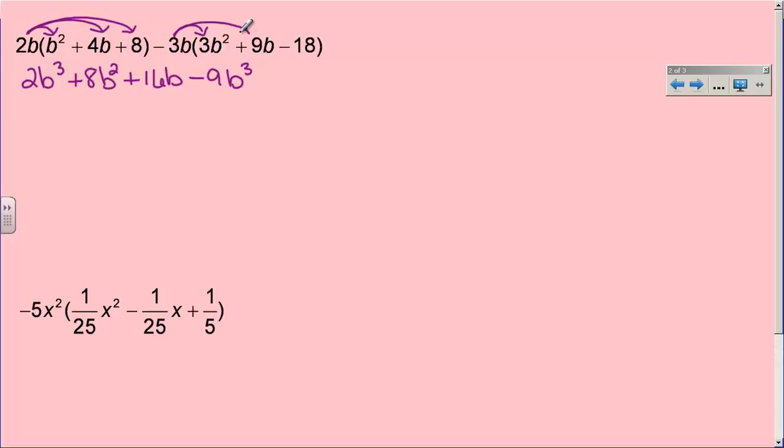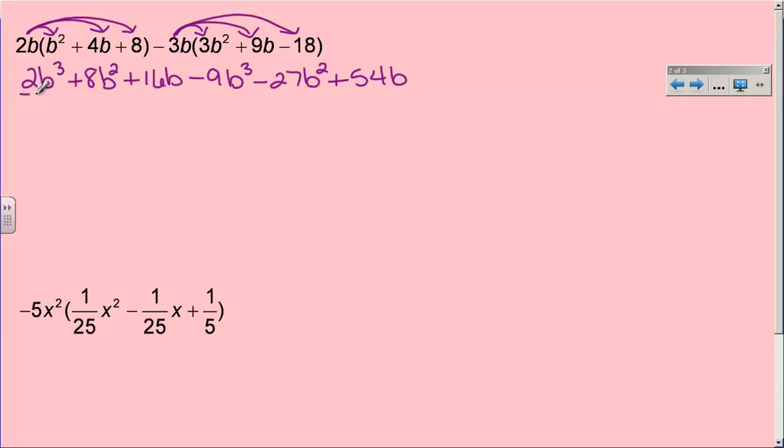Then negative 3b times positive 9b is negative 27b squared. And then negative 3b times negative 18 is positive... Yes, y'all busted me. I had to whip out the old calculator. It becomes positive 54b. Now, I am not done with this because if you look, you see that you have like terms.